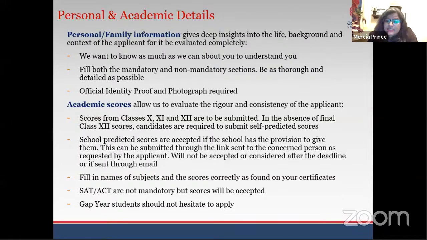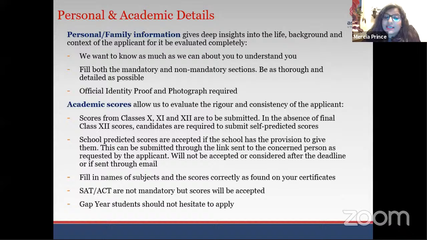It goes to them. They submit it. If it comes on time through the link, it becomes a part of your application, and then we will evaluate it. We will not accept anything by email because we're not able to track that. And so there are deadlines that are given. I think it's 7 days after the submission deadline. Till then, they can submit the school predicted scores. All this information I'm saying will also be on the form, and to the counselor of your school, so they will get to know that. Fill in the names and subjects and the scores correctly.